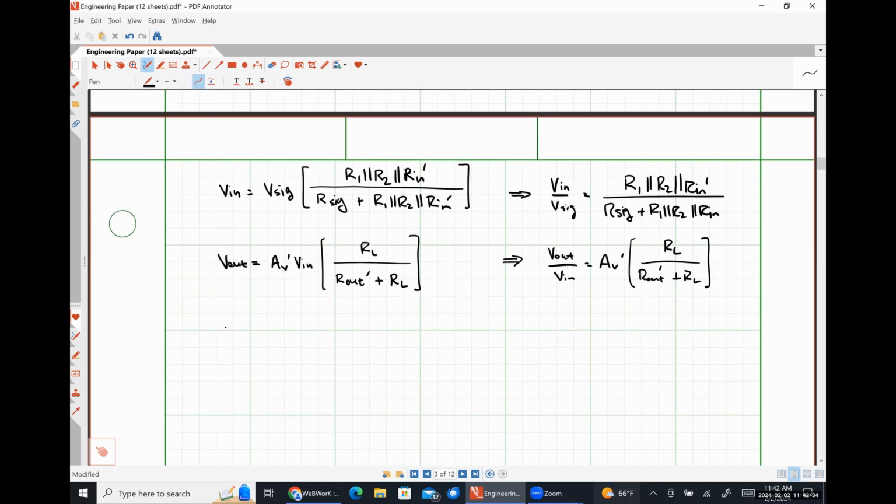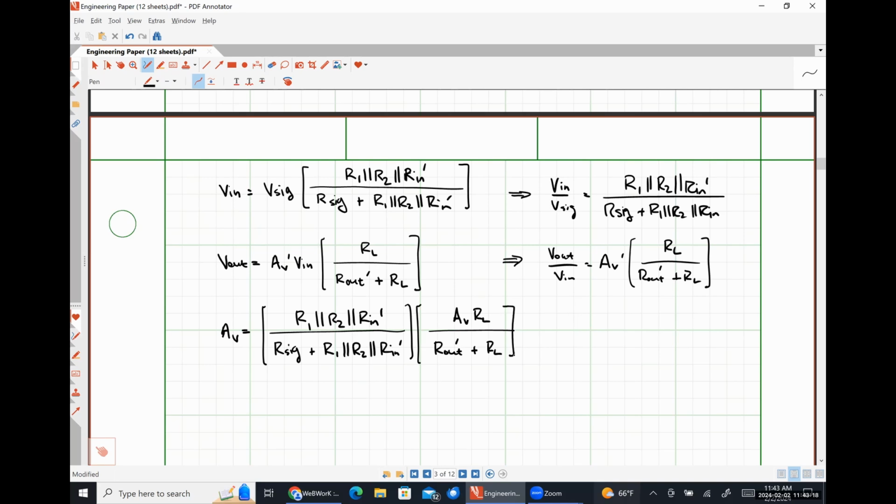Our voltage gain for our entire system is just the product of those two things, right? So we're going to have R1 in parallel with R2 in parallel with Rn prime over R sig plus R1 in parallel with R2 in parallel with Rn prime, times AV RL divided by R out prime plus RL. Sorry, that should be AV prime.